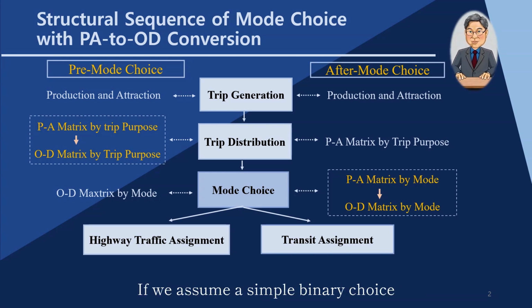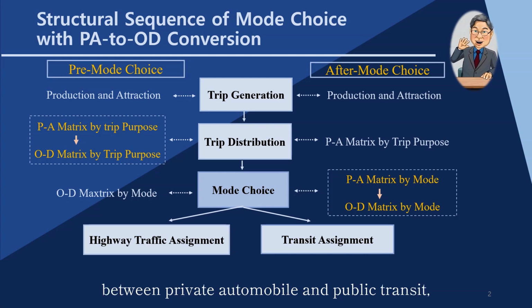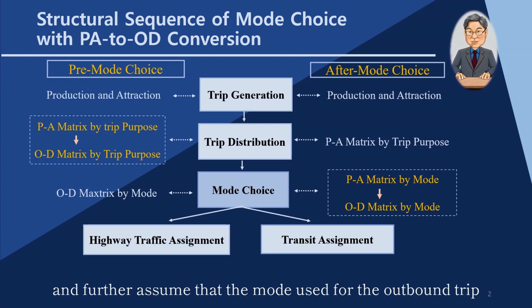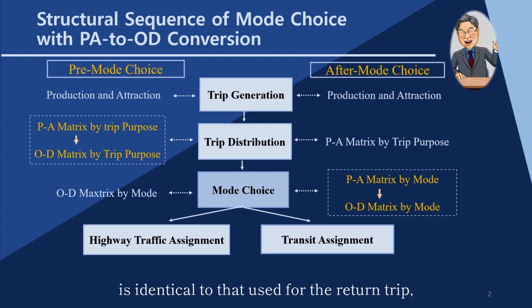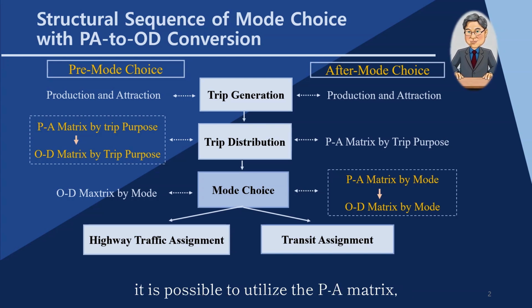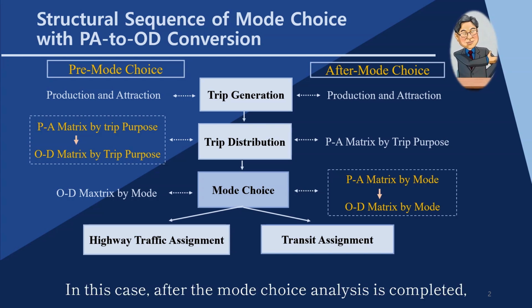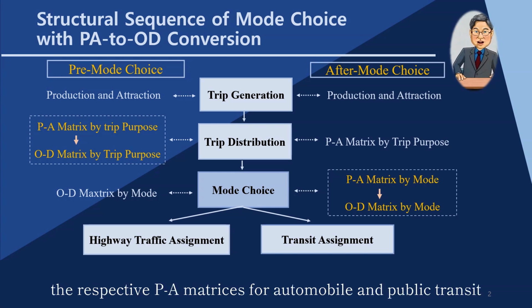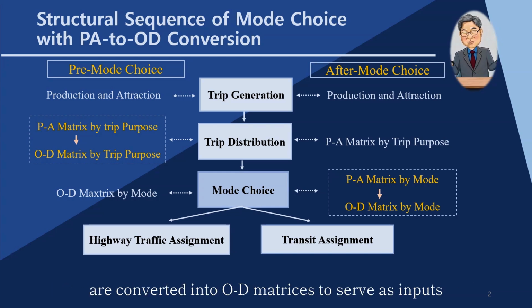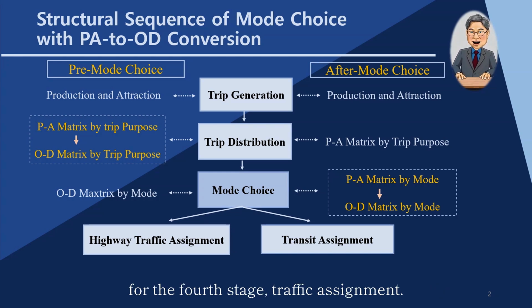If we assume a simple binary choice between private automobile and public transit, and further assume that the mode used for the outbound trip is identical to that used for the return trip, it is possible to utilize the PA matrix, which preserves the socioeconomic attributes of the trip production zone. In this case, after the mode choice analysis is completed, the respective PA matrices for automobile and public transit are converted into OD matrices to serve as inputs for the fourth stage, traffic assignment.